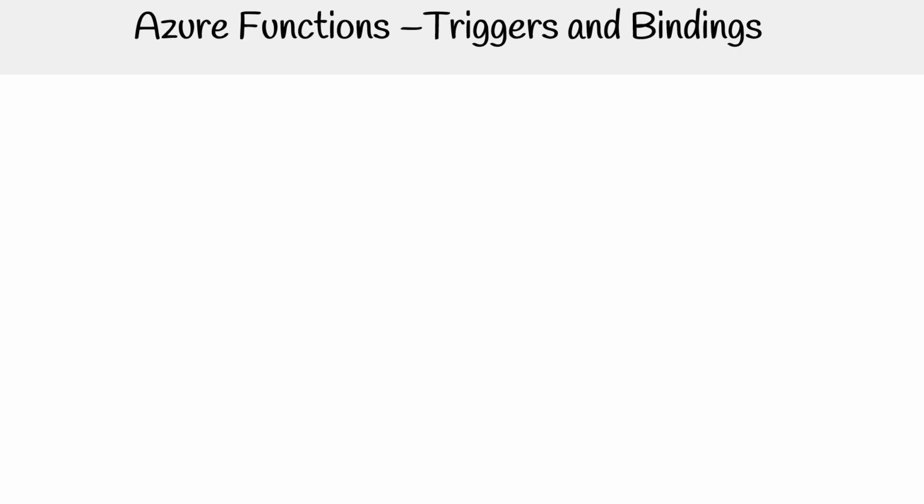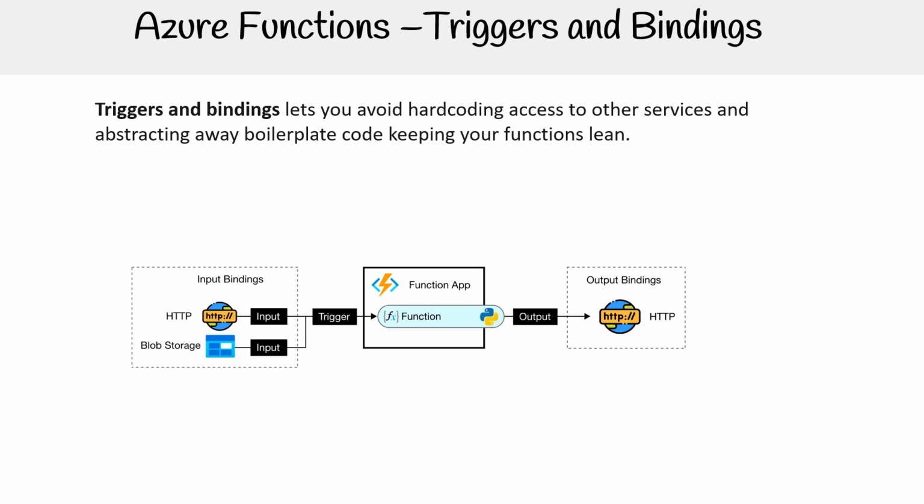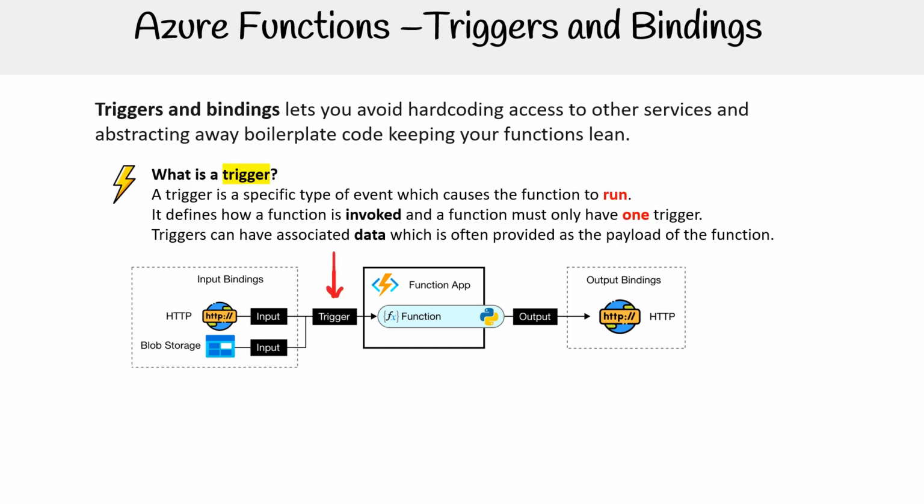The next thing we'll be covering are triggers and bindings in Azure Functions. Triggers and bindings let you avoid hard-coding access to other services and abstract away boilerplate code, keeping your functions lean. What is a trigger? A trigger is a specific type of event which causes the function to run.